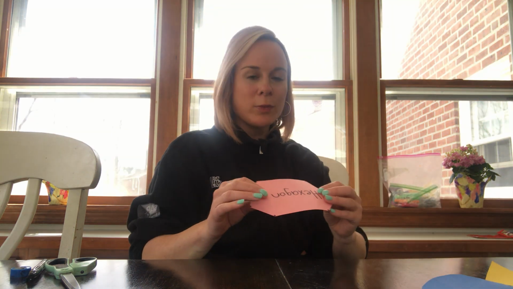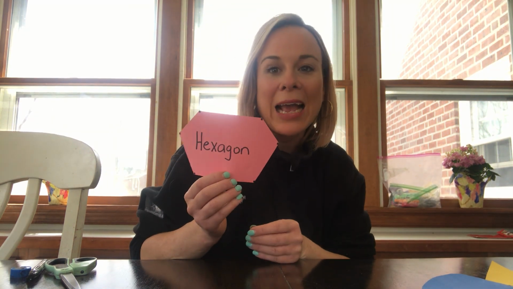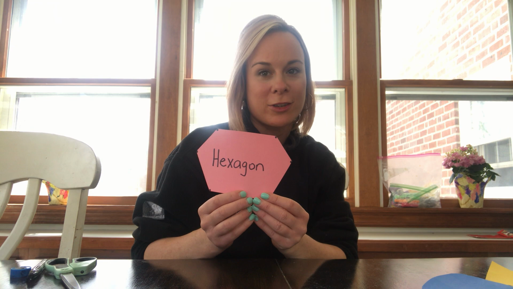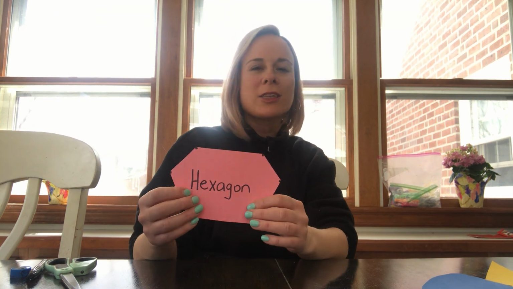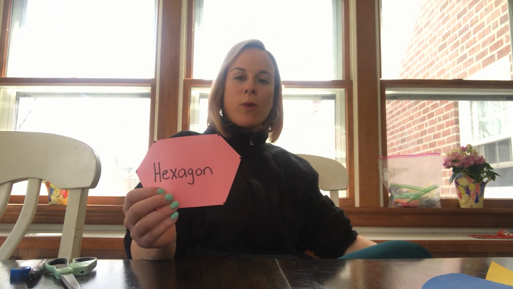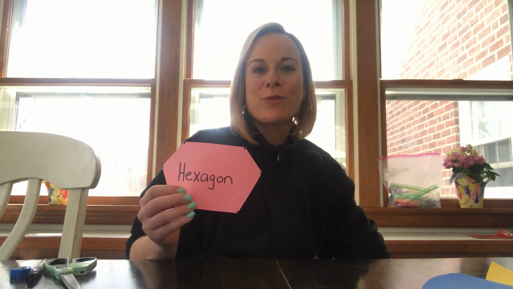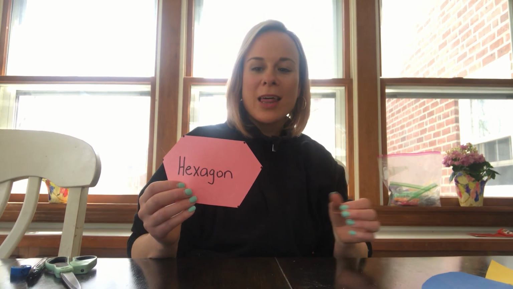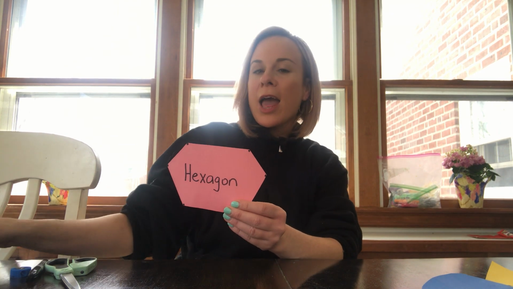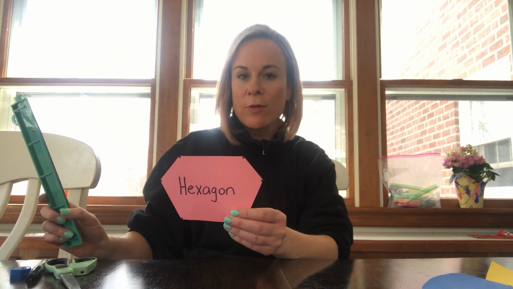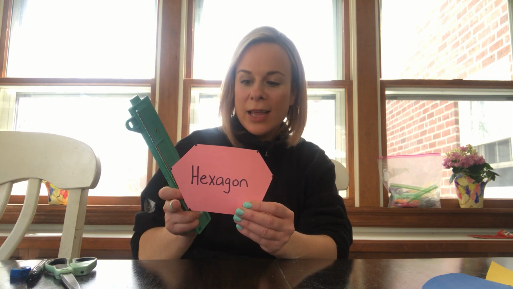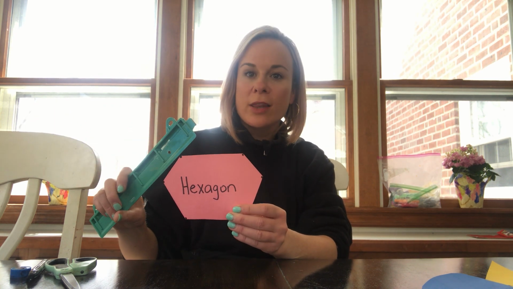Okay, very good. Our last one that we're going to talk about is a hexagon. A hexagon, boys and girls, is an interesting shape. This one's not as familiar to you, but I want to talk about it because it has many sides and many vertices. All right, so let's see if you can count with me first. How many sides or straight lines can we find? Remember, it's okay if it's slanted, as long as it's a straight line.